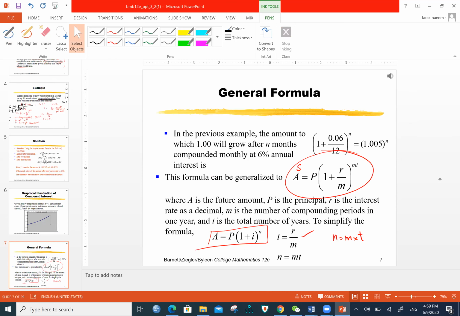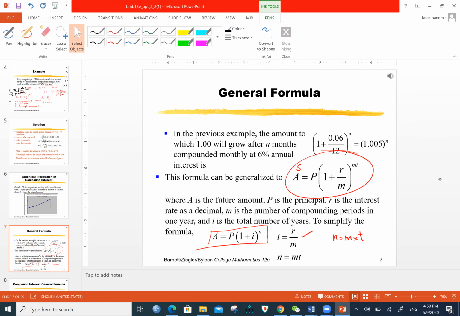So here you can see the formula for compound interest. N is M cross T, I is R by M. In general, in the book, he is denoting compound interest by A, but normally I denote it by S. So this is your choice. You can denote it in either way. So S equals P times 1 plus I raised to power N.